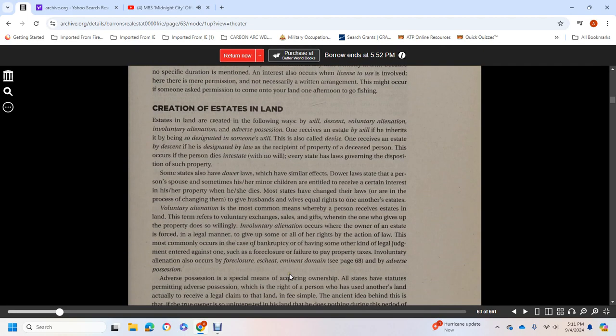Creation of estates in land. Estates in land are created in the following ways: will, descent, voluntary alienation, involuntary alienation, and adverse possession.